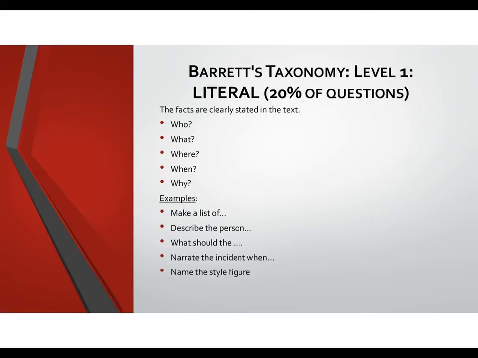Barrett's taxonomy, level 1, literal, 20% of questions. The facts are clearly stated in the text. Who, what, where, when, and why. Examples. Make a list of. Describe the person. What should the? Narrate the incident when. Name the style figure.